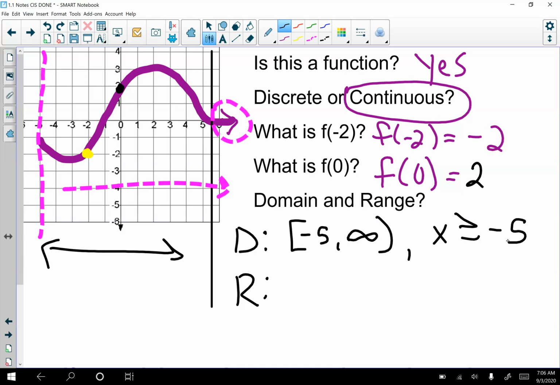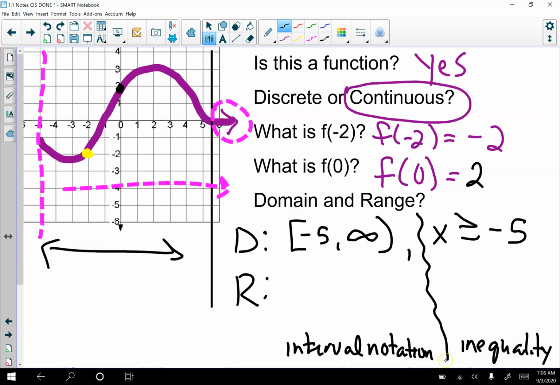If I ask you for interval notation, and this is inequalities. So depending on which one I'm asking, I could ask you for both. So make sure you're able to write both of them.